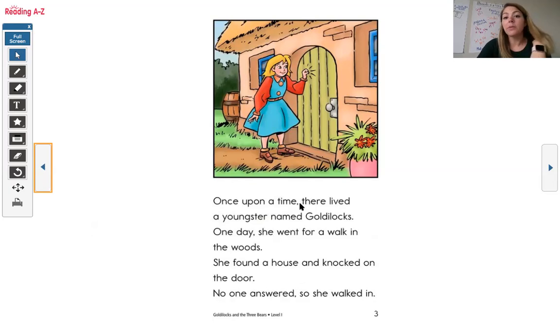All right, so the last thing that I want to talk to you about is, what was the lesson in this story? What do you think the author is trying to teach us after hearing this story about Goldilocks? Do you think that Goldilocks was following some rules? Let's look here on the first page. It says right here at the bottom, no one answered, so she walked in. Is that using your manners? Is that very polite to just go into somebody's house when you don't have permission? I don't think so. So that could be the message. The message could be that you always need to ask permission. Okay, before you do something, before you go into somebody's house, you always should ask first.